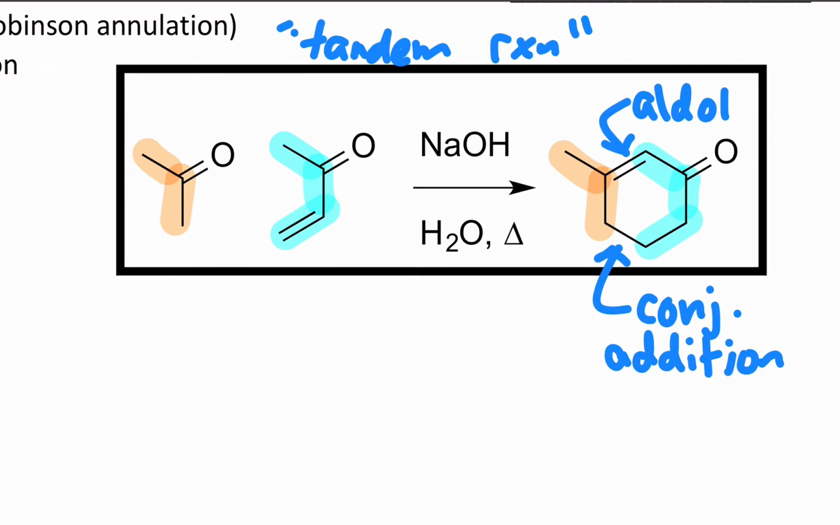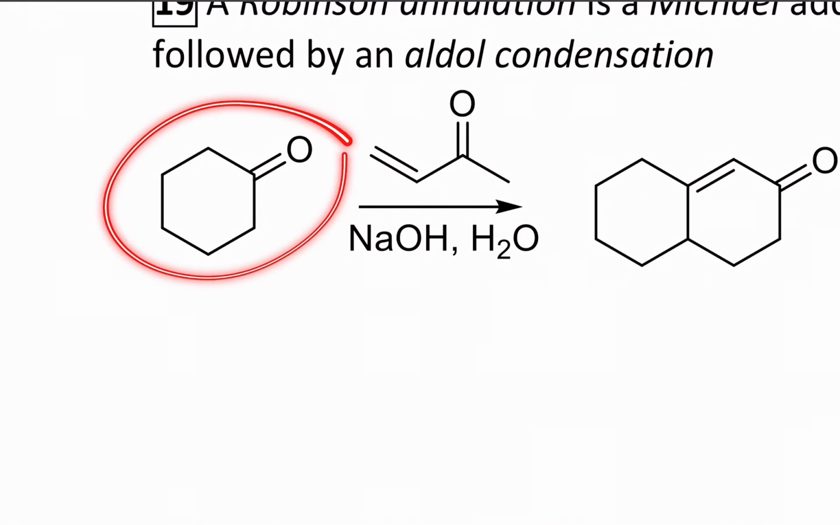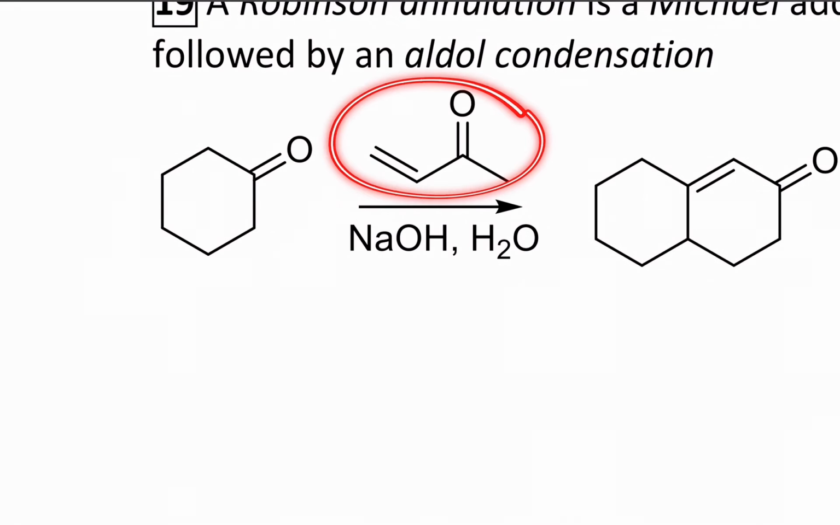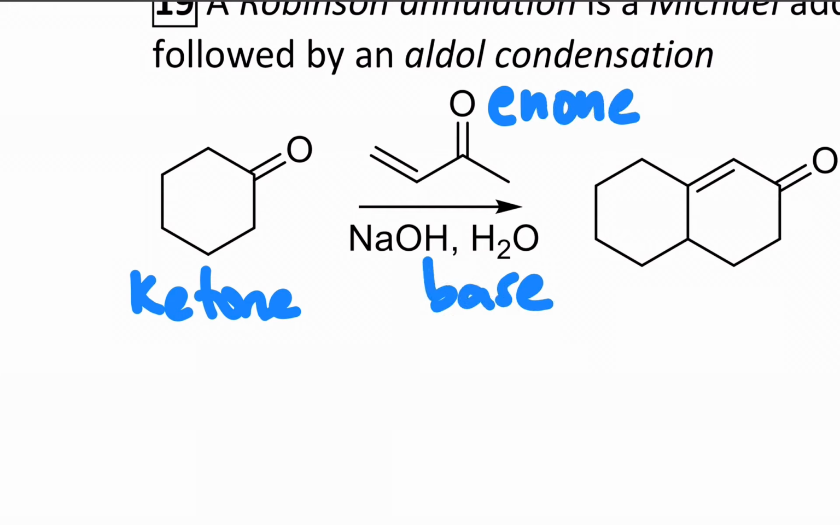So let's look at an example and see if we can walk through the mechanism of how this happens. Here's an example using cyclohexanone and butenone. So it's always some kind of ketone with an enone and base. Those are the conditions of the reaction, usually thermal. And you'll see that that drives that condensation that we saw when we learned about the aldol.